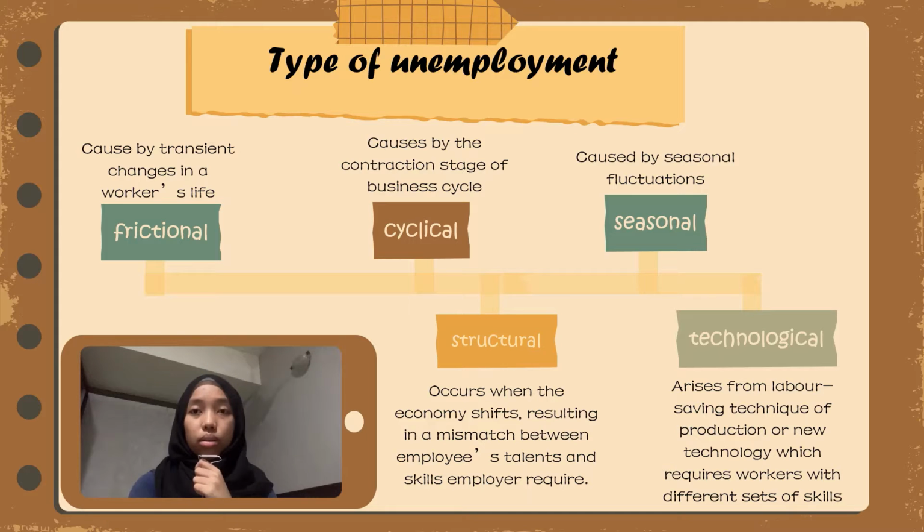Lastly, technological unemployment. This type of unemployment arises from labor-saving technique of production or new technology which requires workers with a different set of skills. Workers must now learn how to manage the machines that have taken their jobs. Since this new era, our technology is more advanced than back then. Those that don't learn will either need to retrain for new jobs or they need to quit their current jobs, which needs the new technological skills.